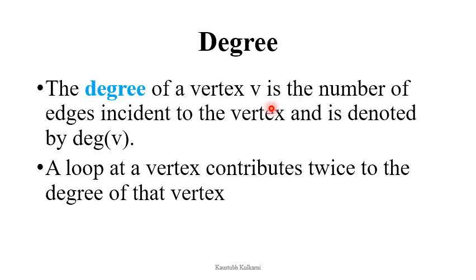The degree of a vertex V is the number of edges. Okay, so this is the next important term. What do you mean by degree? Okay, so we calculate degree for a vertex. So the degree of a vertex V is the number of edges incident to that vertex. That means the number of edges that have this particular vertex as one of the endpoints. It is denoted by deg of V. A loop at a vertex contributes twice to the degree of that vertex, which is obvious because there are two connections effectively. That same vertex is effectively both the endpoints of that edge in case of a self loop. So it contributes twice.